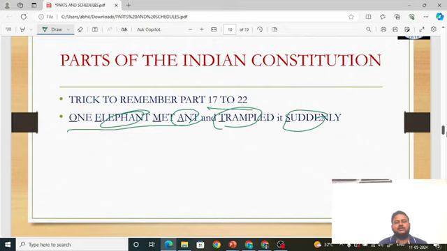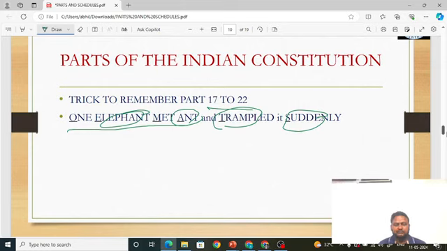So the mnemonic to remember part 1 to 10 is you can fly directly from US to UP to meet the child of Sachin. For parts 11 to 16, what is the mnemonic? Try, friends, write down in the comment section. What is the mnemonic for part 11 to 16?